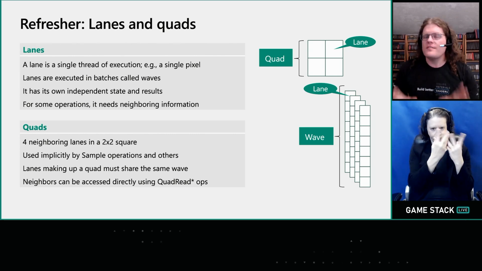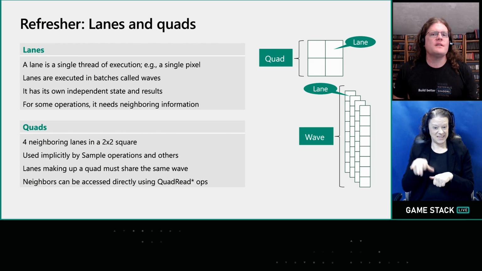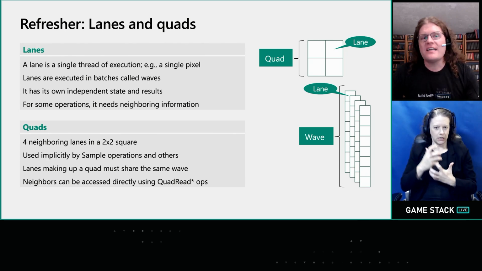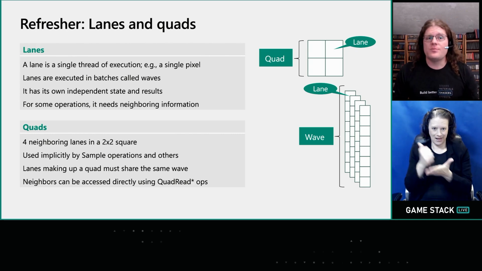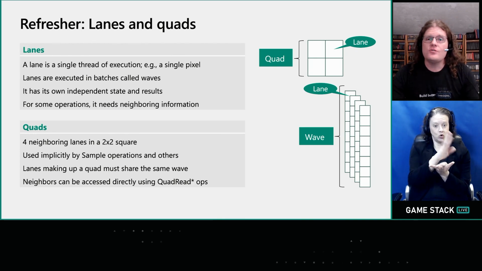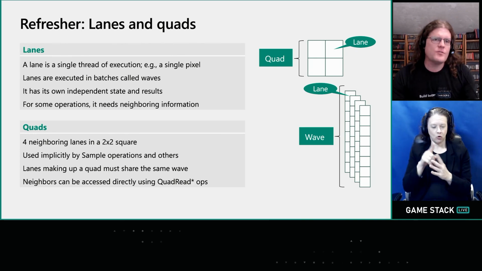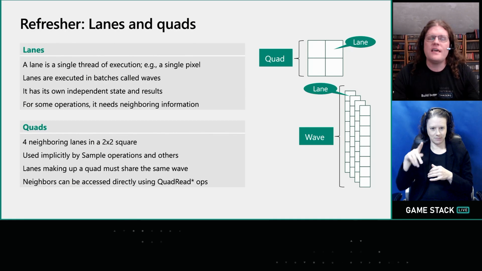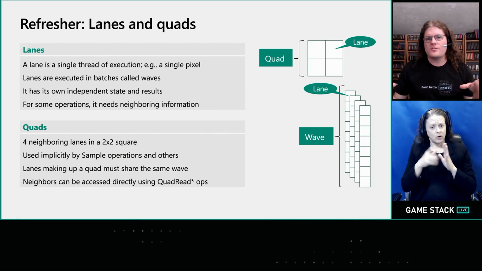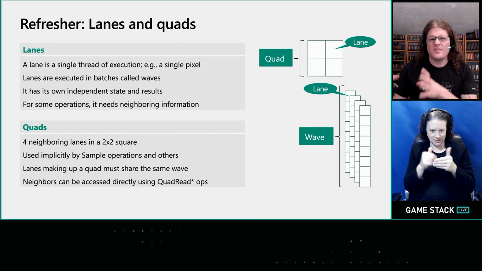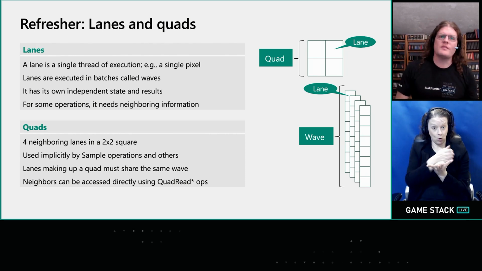So for the most part, these are independent. Where the exception comes in is where derivatives or gradients are required. And then you need a little help from your friends. And that is where quads come in. So a quad is very simply just 4 neighboring lanes. It's in a 2x2 configuration. So these are used for explicit derivative calculations and also for the implicit usages for various sample operations to determine mipmaps. Because they require this information from their neighbors, they have to be at the same point in the program, of course. For this reason, all the members of a quad have to be in the same wave, and that's going to become important later.